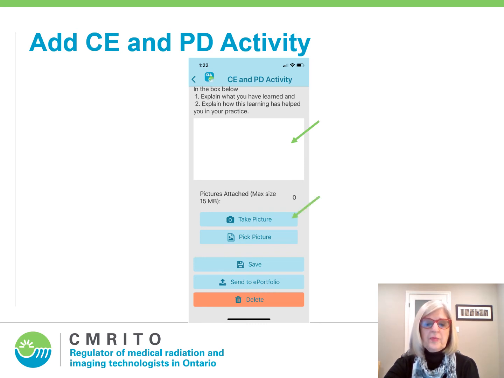You can take a picture if you want to upload something. So you can pick a picture. So you may have a certificate or an agenda that you may want to upload with this activity. Save it all, and then click this to send it to your ePortfolio, and you're done. If you've started an activity and you just want to delete the whole thing, you can just click the delete button.